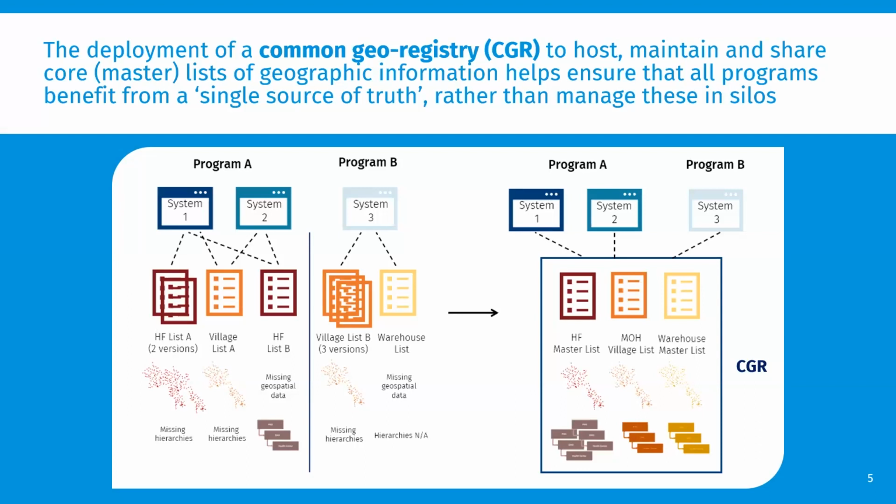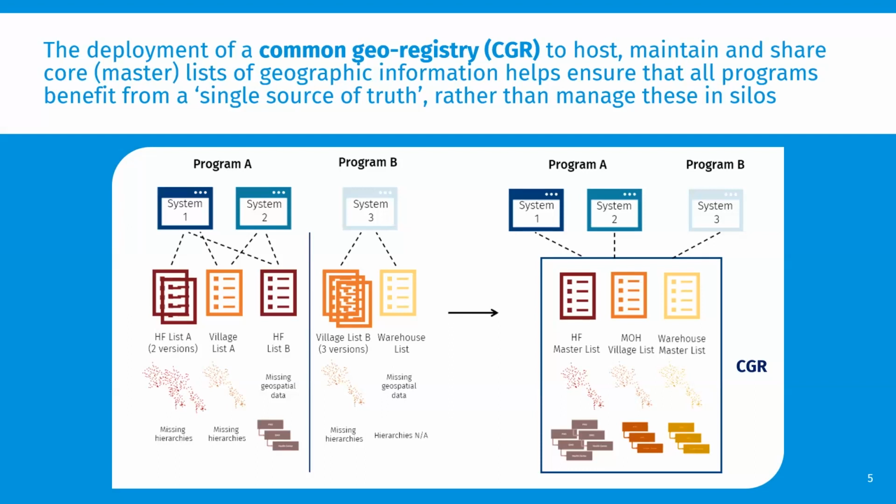As you may be aware, within health and also across other sectors, there are other master lists and datasets that are often used by different programs. We're talking about village lists, administrative divisions, medical warehouses, and so on. Often these are maintained in silos, with different programs having their own systems and update mechanisms. The concept of a common georegistry, or CGR, is to bring all of that together into one place that serves as a single source of truth for geographic information.